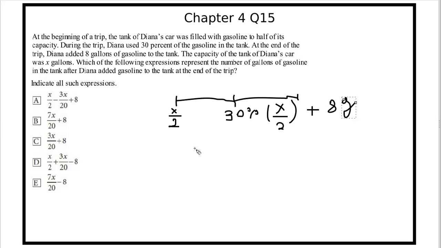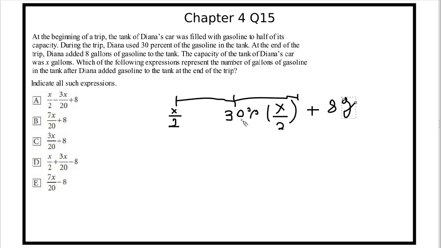Now I need to do what it is asking. Which of the following represents the number of gallons of gasoline in the tank after Diana added gasoline to the tank at the end of the trip? He doesn't give you the exact value, so you don't have to solve for x, but you have all the values you need to create a relationship. That's very easy, but there is only one trick here. I will add 30% to 8. I will add this to this, and that's your answer.